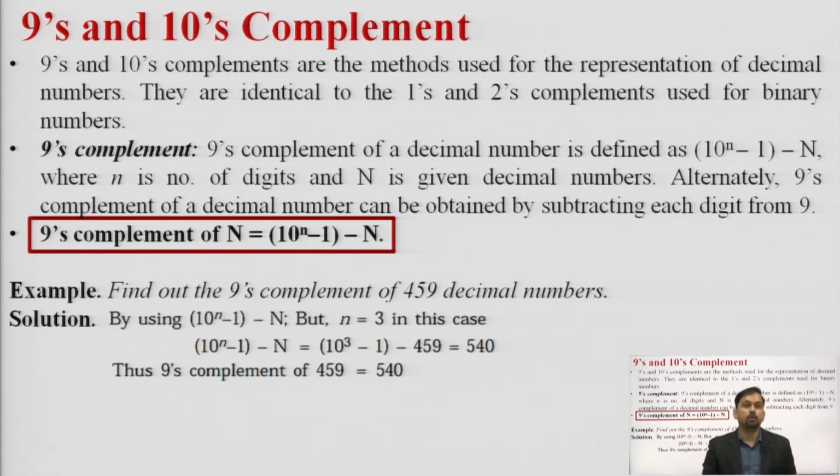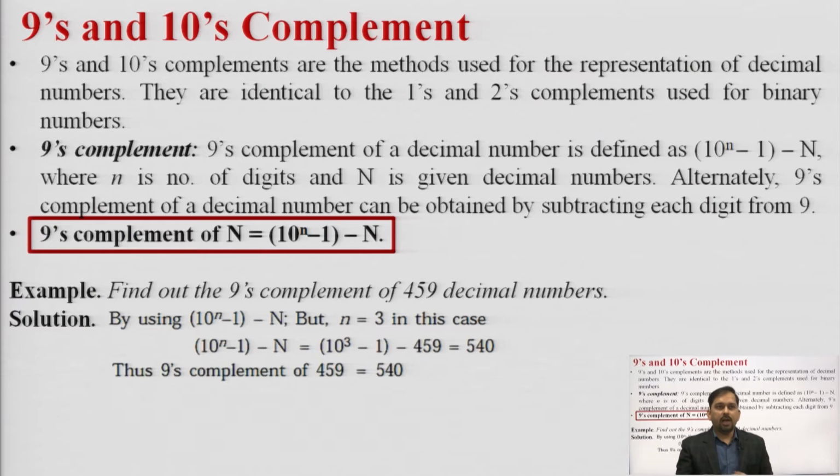Now we'll see what the nines complement is. Nines complement and tens complement are the methods used for representation of decimal numbers basically. They are identical to the ones and twos complement used for binary numbers. For binary we have ones and twos, for decimal we have nines and tens.